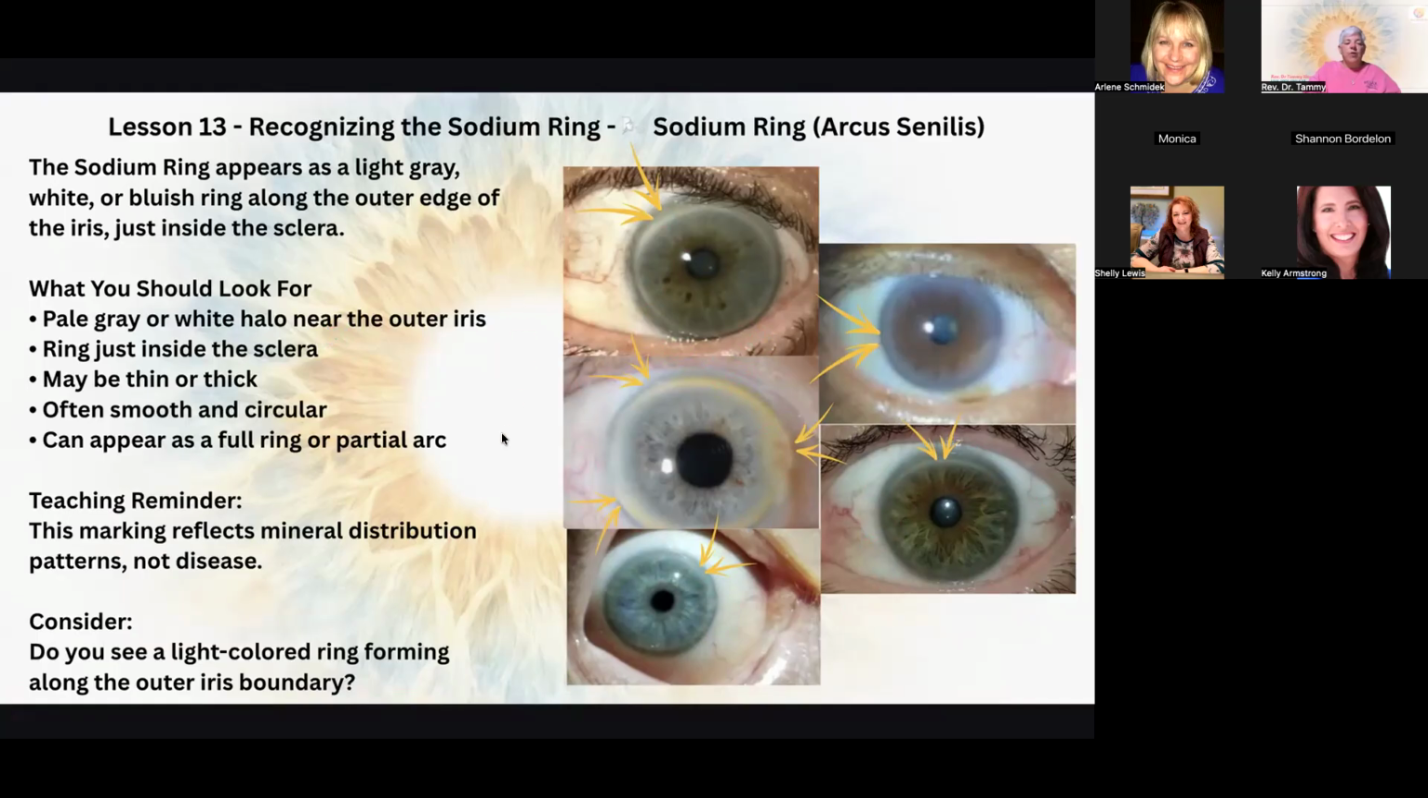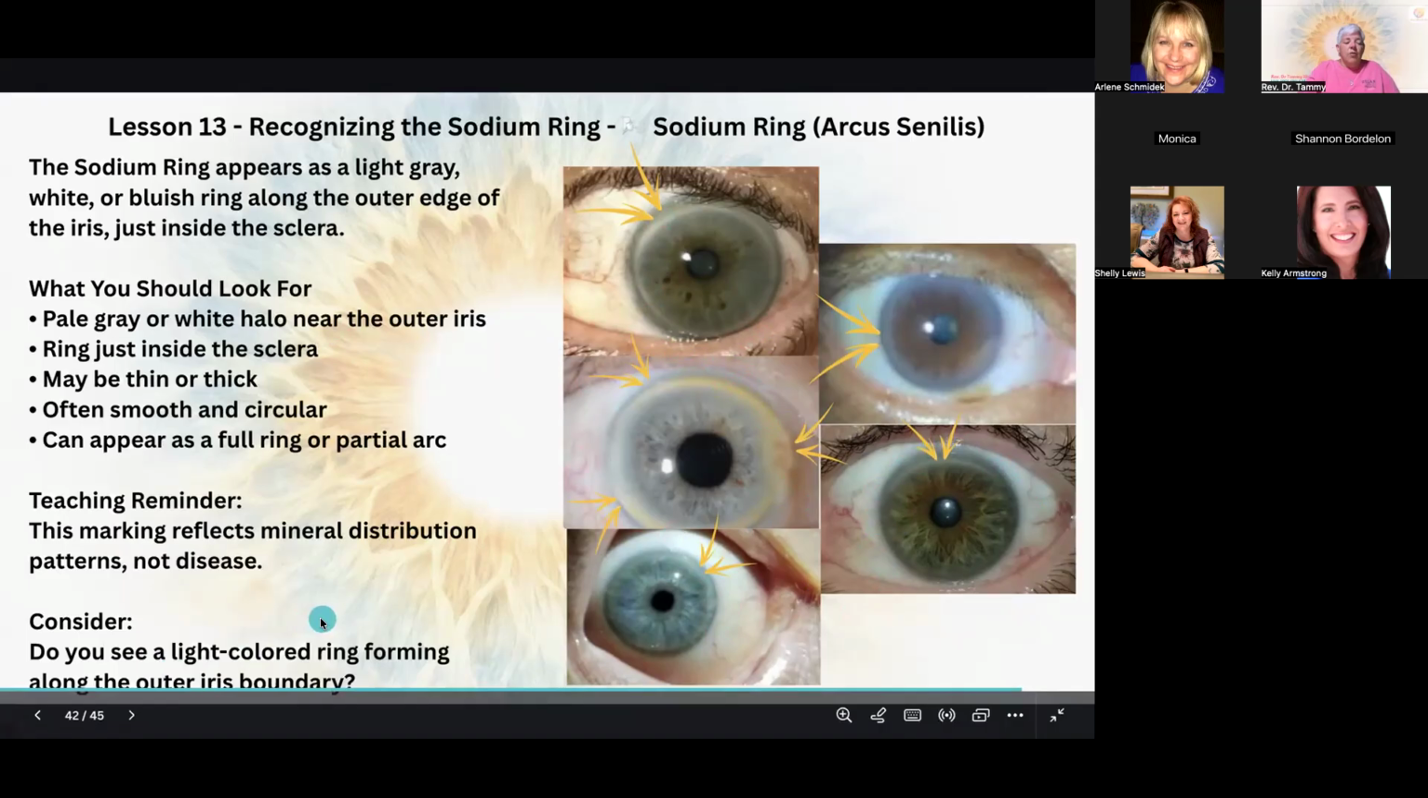So what you're looking for is a pale gray or white halo near the outer iris, a ring just inside the sclera, maybe thin or thick, often smooth and circular. It can appear as a full ring or a partial one. Like I said, it's partial, it's just starting. This will help you see a light-colored ring forming along the outer iris boundary. Do you see this? If you do, make note of it.